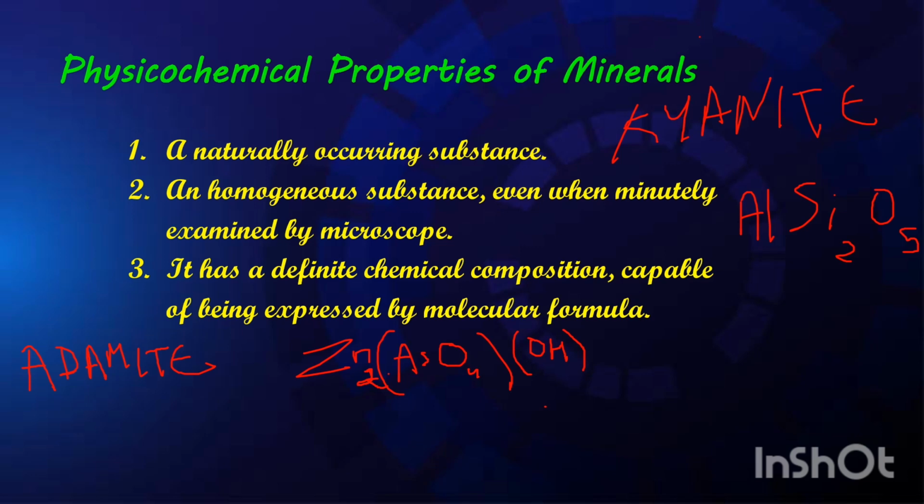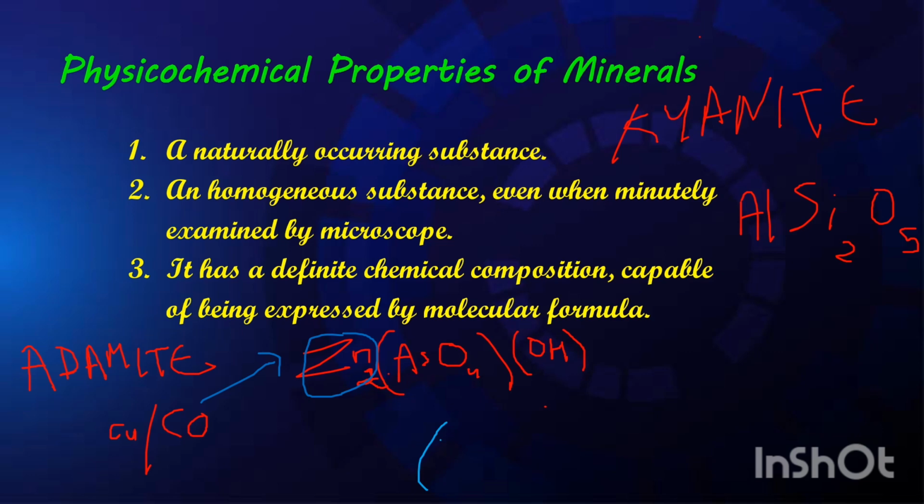But what happens many times when this mineral is crystallizing is that atoms like copper, Cu, or cobalt will usually replace the zinc atom in its molecular structure. So either copper or cobalt will replace the zinc atom in the molecular structure.